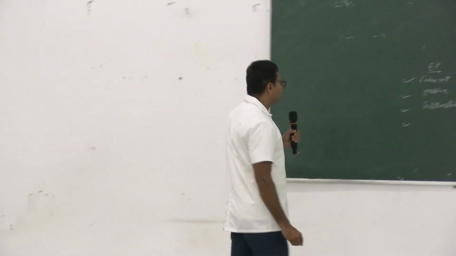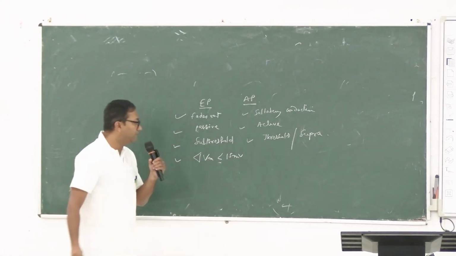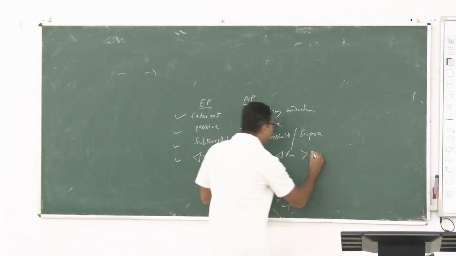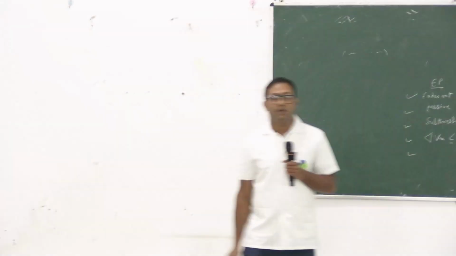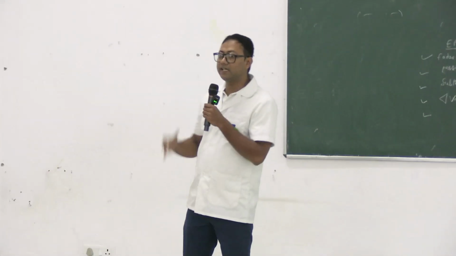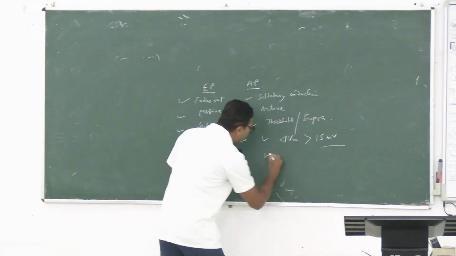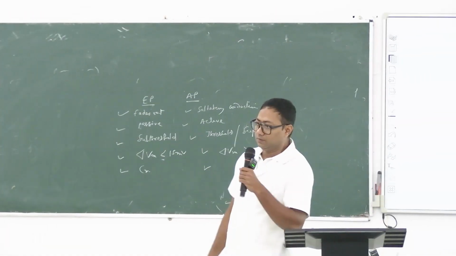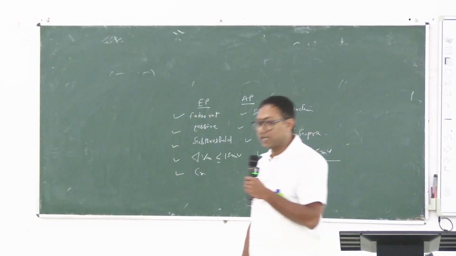In electrotonic potential, the change in membrane potential, or del Vm, is less than or equal to 15 millivolt, and in action potential, del Vm, or change in membrane potential, is more than 15 millivolt, right? For electrotonic potential, the critical number of sodium channels do not open simultaneously. On the other hand, for action potential, you need a critical number of voltage gated sodium channels to open simultaneously, right? So you have these 6 or 7 differentiating points between electrotonic potential and action potential.